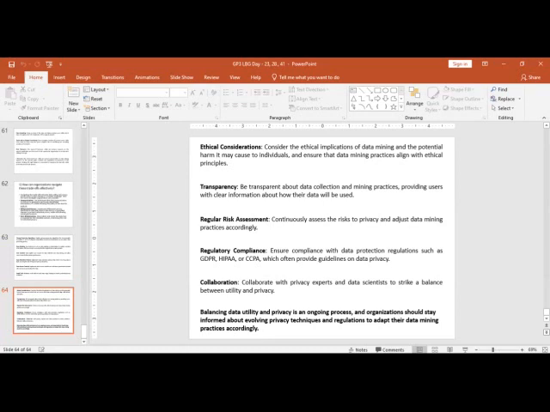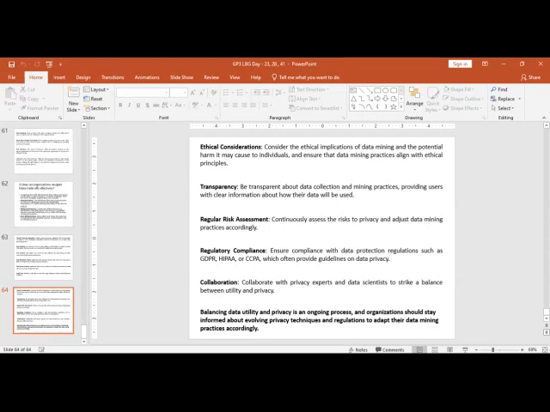Regular risk assessment: continuously assess the risks to privacy and adjust data mining practices accordingly. Regulatory compliance: ensure compliance with data protection regulations such as GDPR, HIPAA, or CCPA, which often provide guidelines on data privacy. Collaboration: collaborate with privacy experts and data scientists to strike a balance between utility and privacy.